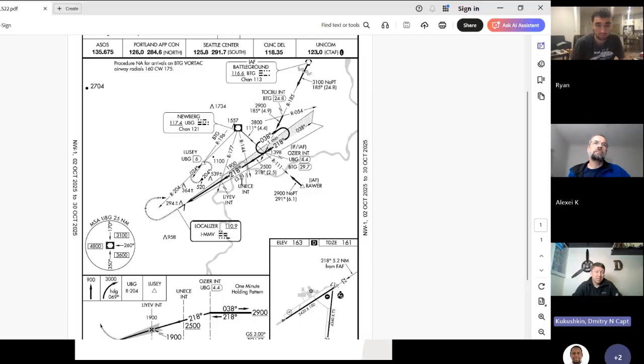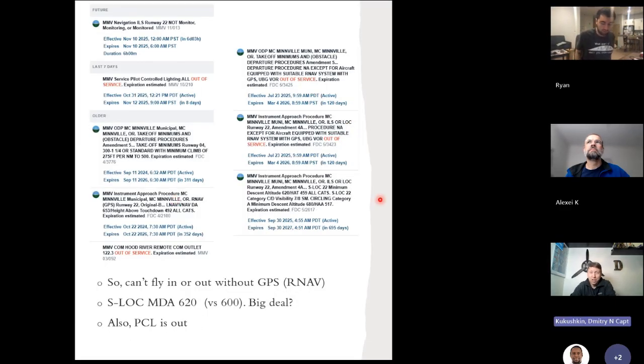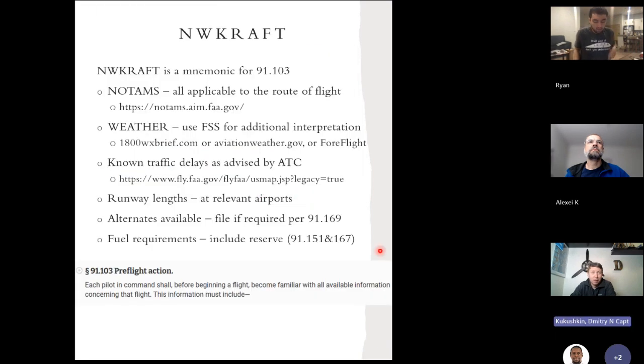So that's a good live example of how requirements can change because of the NOTAMs that are currently in place. An approach that seems great for an ILS-only airplane suddenly becomes RNAV required. Now, this brings me back to the preflight action.